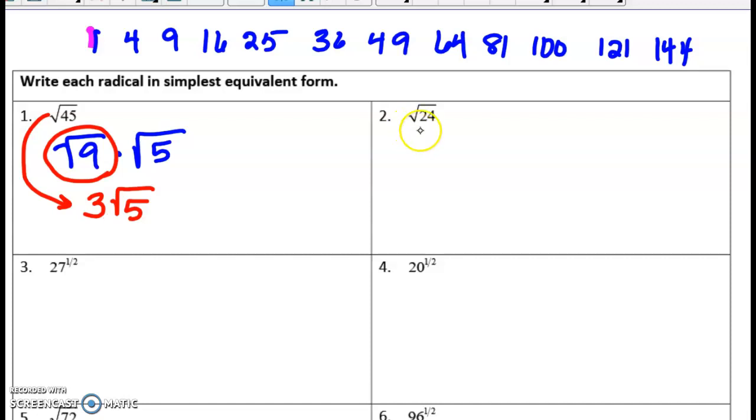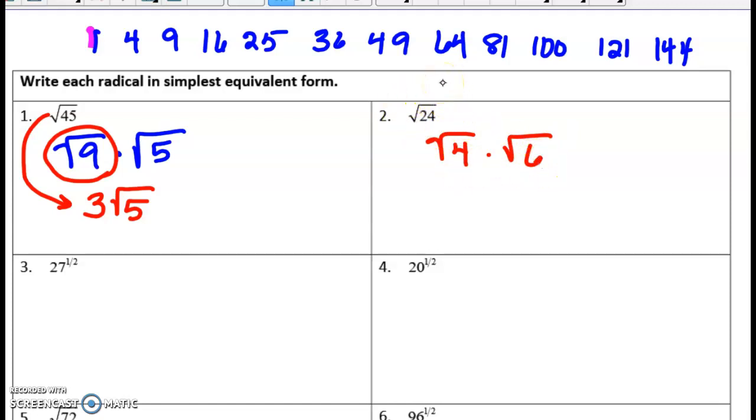So in our next problem, we have 24. 24 is right around here, and we're looking for numbers that divide into 24 with no remainder. 16 will not, 9 will not, but 4 will. So the square root of 24 would be the same thing as the square root of 4 times the square root of 6, because 4 times 6 is 24.